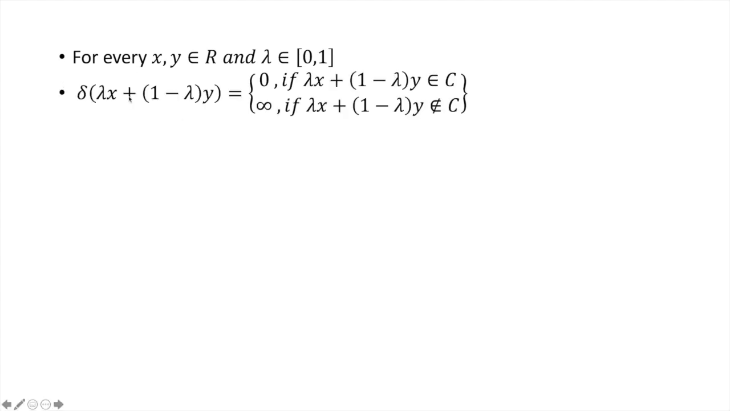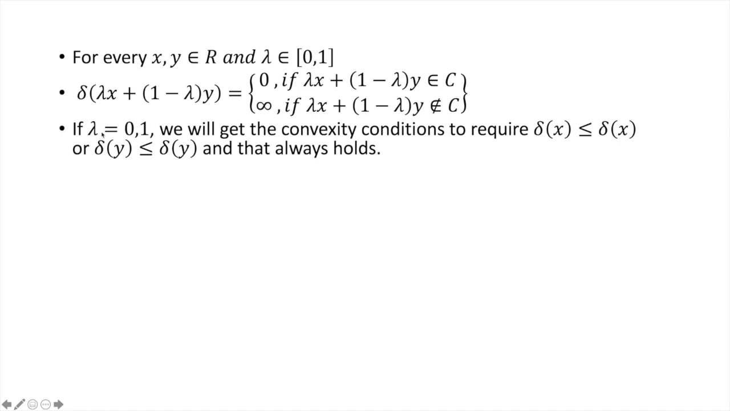The solution is, for every x and y in R^n and lambda between 0 and 1, delta of lambda x plus 1 minus lambda y is 0 if this expression is in C, and infinity if this expression is not in C. So if lambda is equal to 0 or 1, the convexity condition requires that delta x is smaller or equal than delta x, or delta y is smaller or equal than delta y, and that will always hold. So we're only interested if lambda is not 0 or 1.